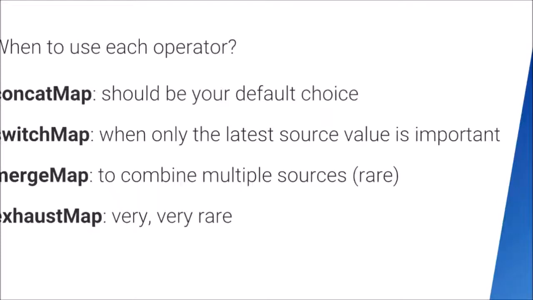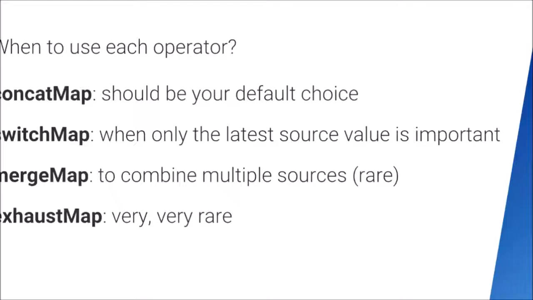Switch map you should use when a new value makes everything you were doing before obsolete. The common example here is autocompleters. If you have an autocompleter and the user types the next character, you want to immediately stop with the query that you were doing previously and jump to subscribing to the new value. Form changes, right? Value events from forms, parameter observables from the router, also kind of similar. You really don't care if the user navigates to URL 1 and then 2. You want to get the data for 2. They've already left the page for 1. There's no need to hang around and fetch that.